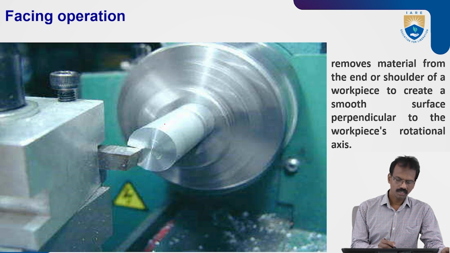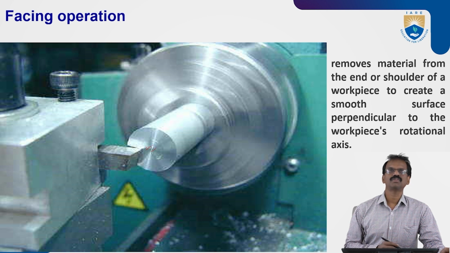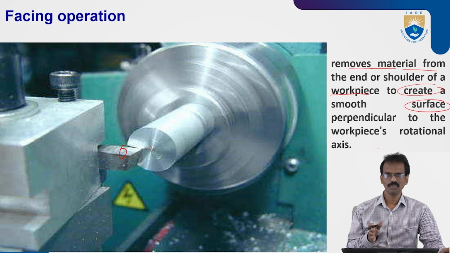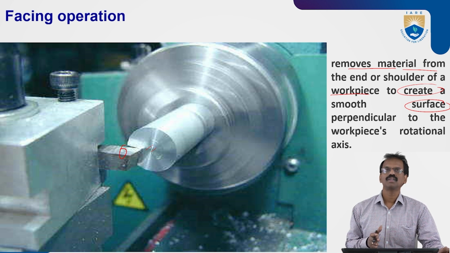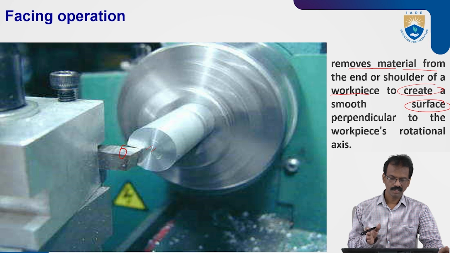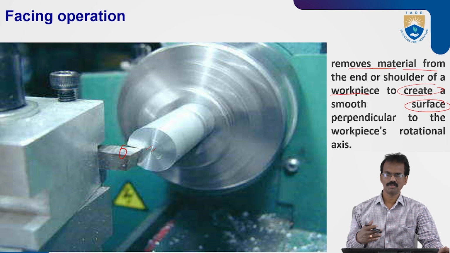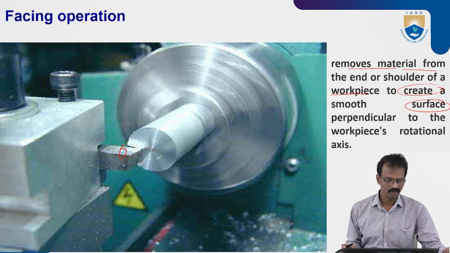So because of this facing, the length and the end surface will be finished by the single point cutting tool. It removes material from the end, or shoulder, of the workpiece to create a smooth surface. Here, the tool bit will move perpendicular to the axis of the lathe by the cross slide. The cross slide gives the vertical movement, and the carriage gives the horizontal, parallel movement of the lathe machine.